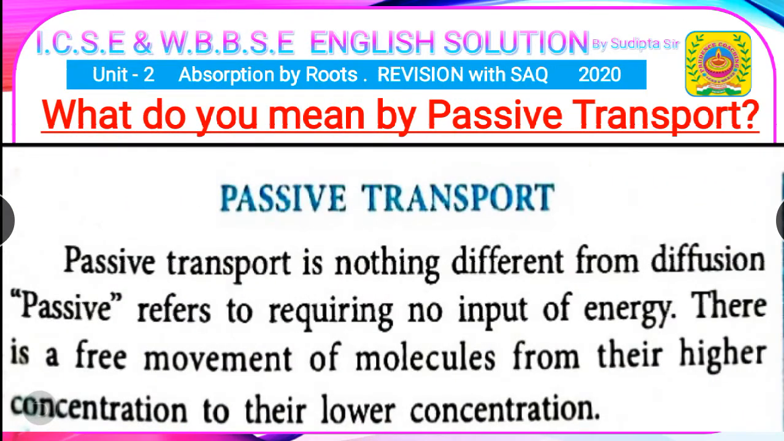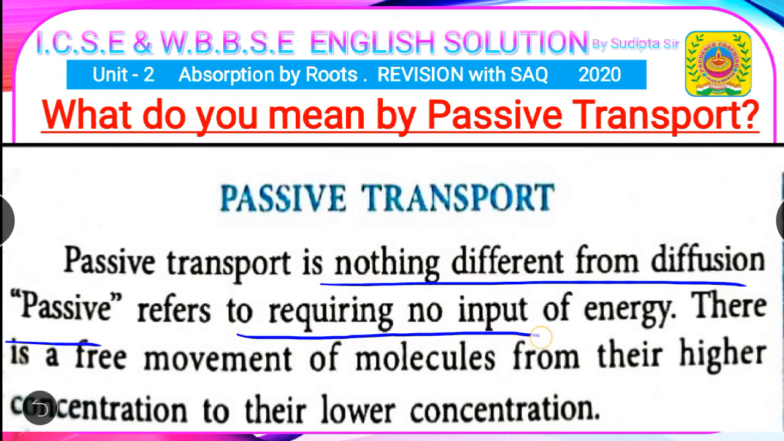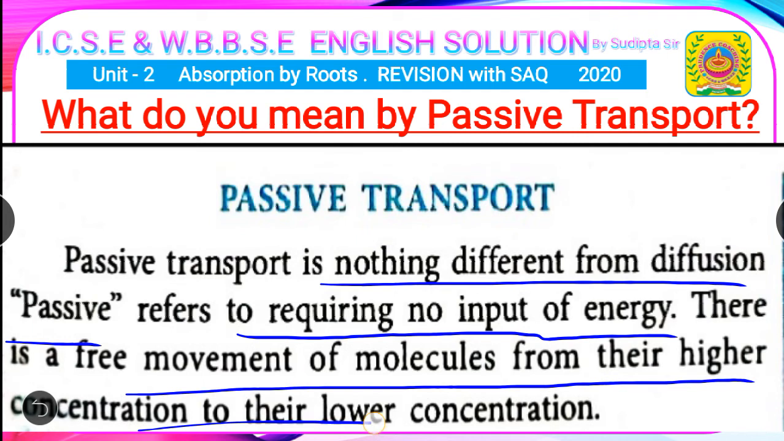Now, passive transport. Passive transport is nothing different from diffusion. Passive refers to requiring no input of energy. There is a free movement of molecules from their higher concentration to that of lower concentration. So passive transport is quite alike to diffusion, where the main difference is that in passive transport there is no input of energy.